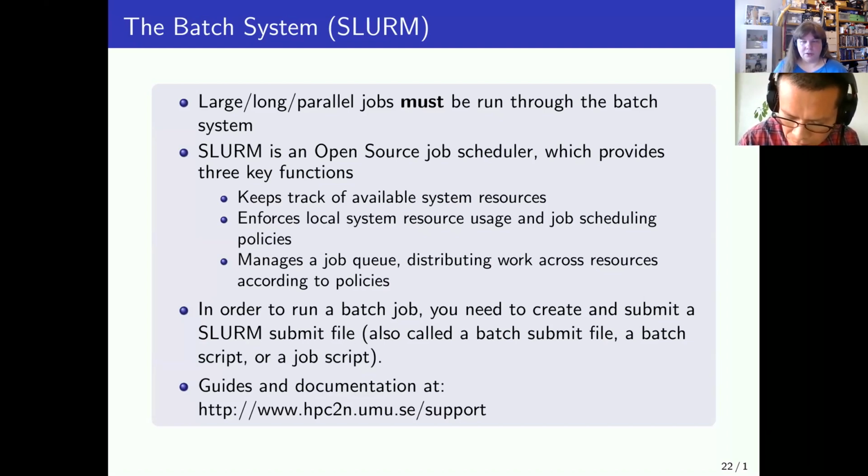Slurm is an open source job scheduler, and it provides 3 key functions. It keeps track of the available system resources, enforces local system resource usage and job scheduling policies, and it also manages a job queue where it distributes work across the resources according to policies. So in order to run a batch job, you must create and submit a Slurm submit file. This can also be called a batch submit file, batch script, or job script. If you Google it on the internet, you will find that people call it any one of these things.